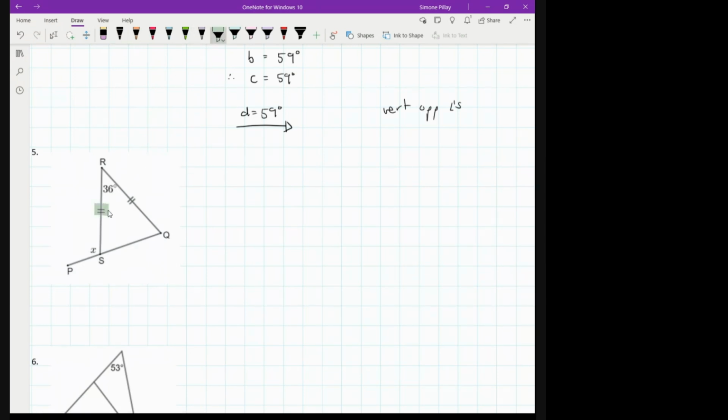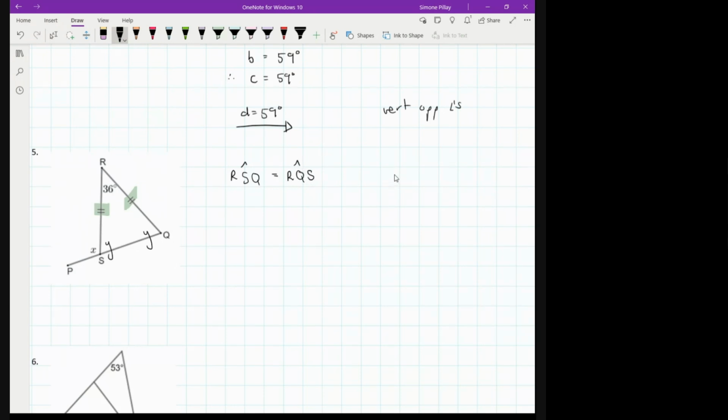It's an isosceles triangle, so the angles at the bottom will be the same. 100%. So I'm gonna name them Y. In my mind, it's gonna be Y, but I need to tell my teachers that I did that. So I'm gonna say angle RSQ is equal to angle RQS. Do you see that? Yes, ma'am.